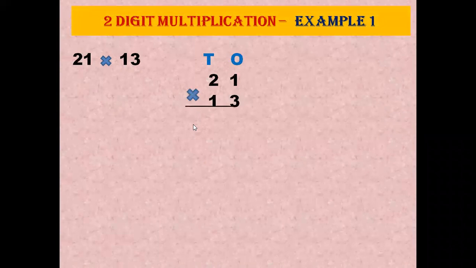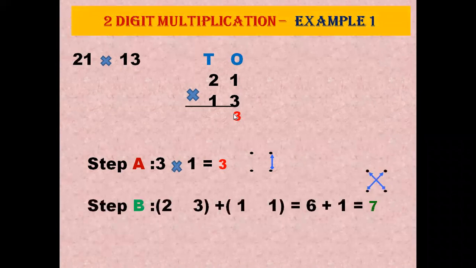So let us start. The first step is we multiply the rightmost digits vertically: 3 times 1 is 3. We write it here. Next we multiply crosswise and then we add. So 2 times 3 plus 1 into 1. So we multiplied crosswise and then we added it. 6 plus 1 gives us 7.